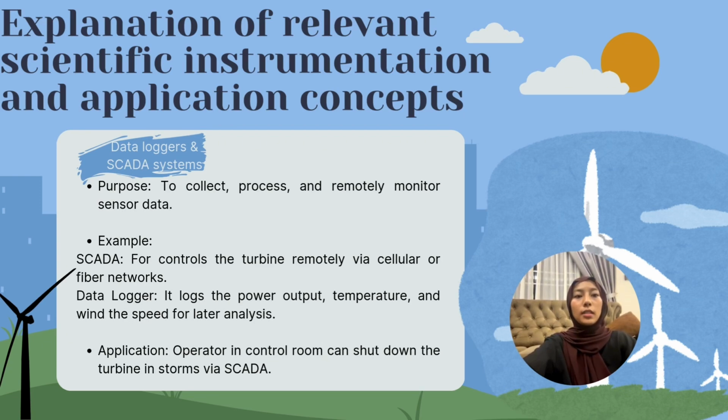Number 2 is data logger. It logs the power output, temperature, and wind speed for later analysis. The application is the operator in the control room can shut down the turbine in storms via SCADA.